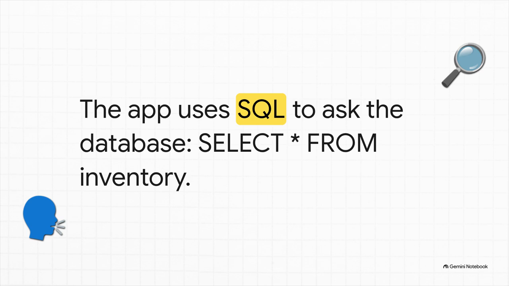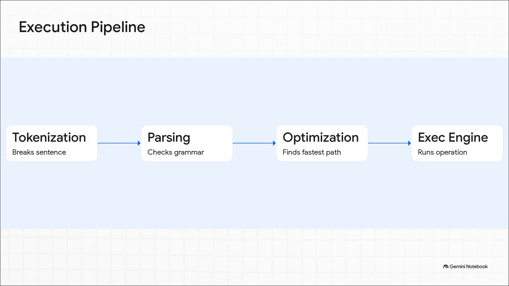In plain English, this translates to a very direct instruction. Go into the inventory table, find every single piece of information you have on the product with the ID P1, and give it to me right now. But what's actually happening inside the database the moment it receives that SQL command?